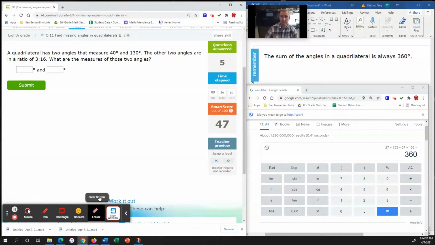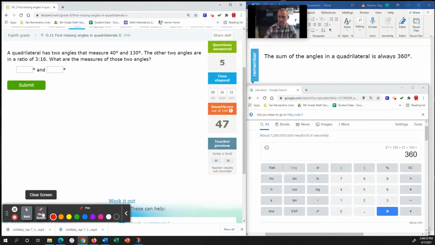We got another quadrilateral. A quadrilateral could be any four-sided shape. It could be a rhombus, a square, and so forth. All right, so we're given the ratio. So let's see what happens here. A quadrilateral has two angles that measure 40 degrees and 130 degrees. Okay, they're giving us 2. The other 2 angles are a ratio of 3 to 16. What are the measure of those 2 angles? All right, we can do this one.